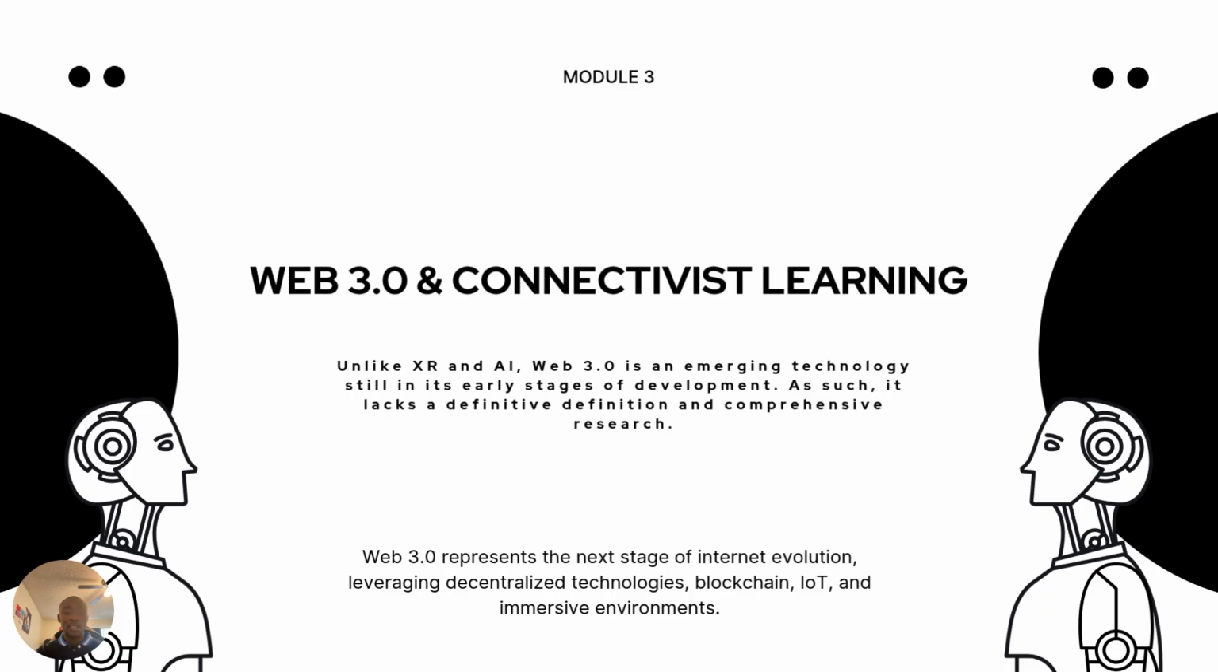We are in week 3 already, and in our subsequent week we'll look at XR and other emerging technologies. Today we shall be looking at Web 3.0 and connectivist learning. Unlike XR that we looked at in our previous week, and AI, Web 3.0 is an emerging technology, as we heard in our introductory video for this particular week. And as such, it's in its developmental stages, so it lacks a definite definition. There is still a lot of research going on with regards to Web 3.0. And this is by way of its general introduction.